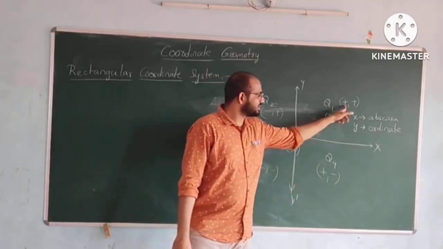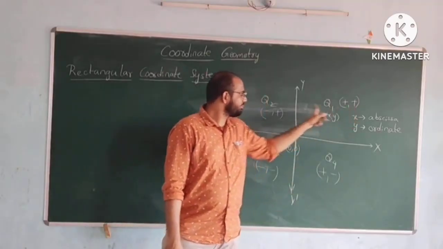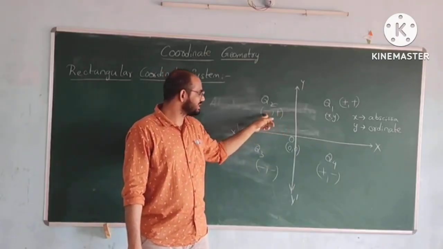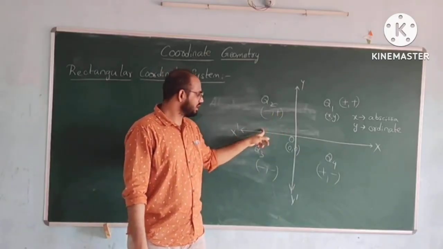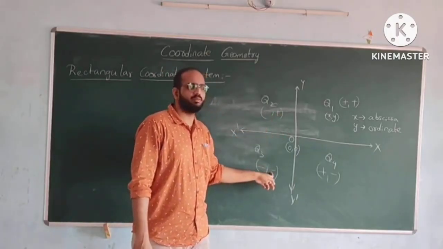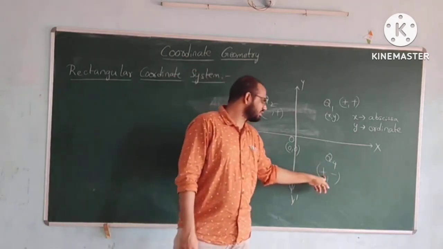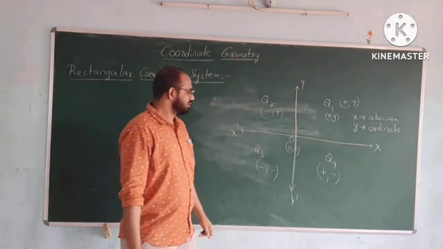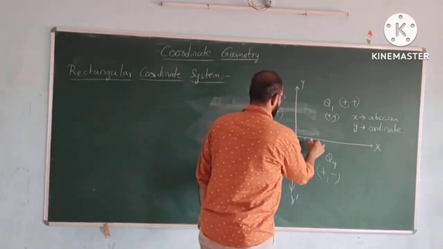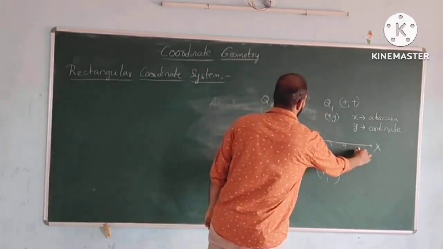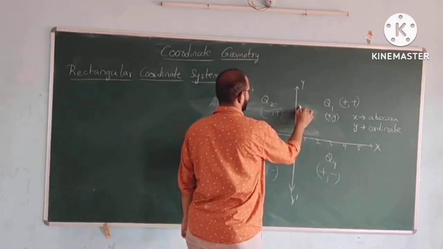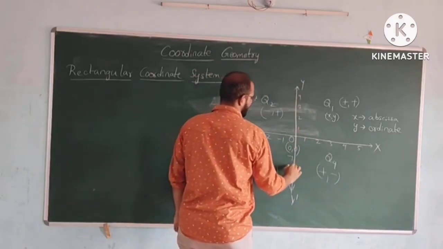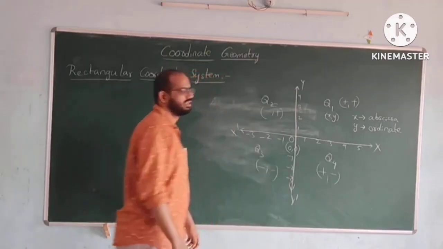In the first quadrant, both the x-coordinate and y-coordinate are positive. In the second quadrant, the x-coordinate is negative and the y-coordinate is positive. In the third quadrant, the x-coordinate and y-coordinate both are negative. In quadrant 4, the x-coordinate is positive and the y-coordinate is negative. Now, this is 1, 2, 3, 4, 5. This is also 1, 2, 3, 4. Minus 1, minus 2, minus 3.